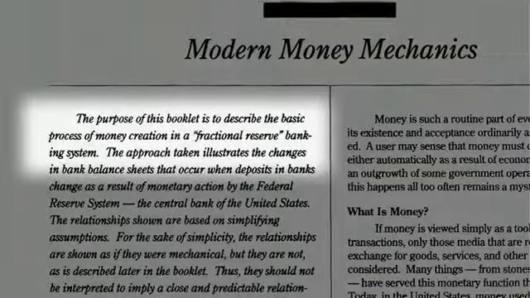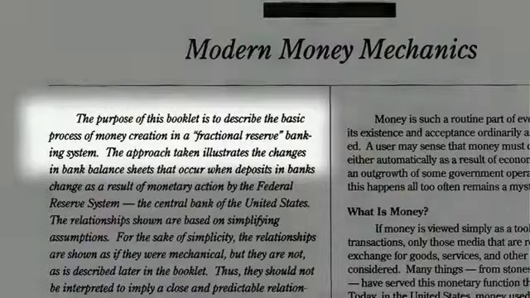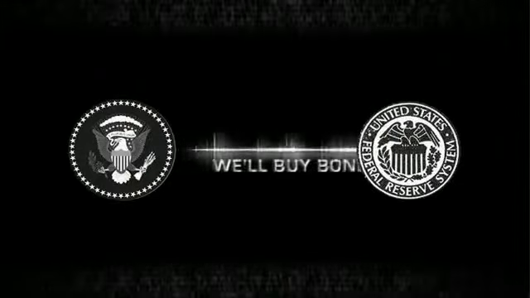On the opening page, the document states its objective. "The purpose of this booklet is to describe the basic process of money creation in a fractional reserve banking system." It then proceeds to describe this fractional reserve process through various banking terminology, a translation of which goes something like this. The United States government decides it needs some money, so it calls up the Federal Reserve and requests, say, $10 billion. The Fed replies saying, sure, we'll buy $10 billion in government bonds from you.